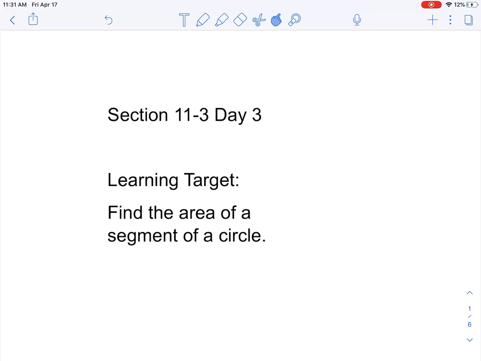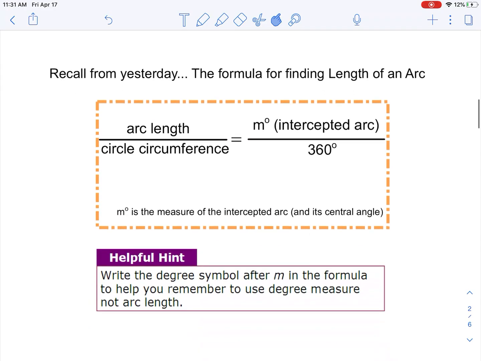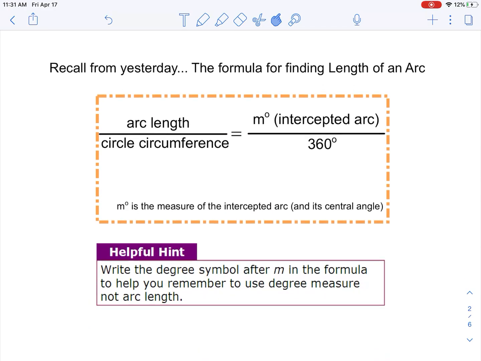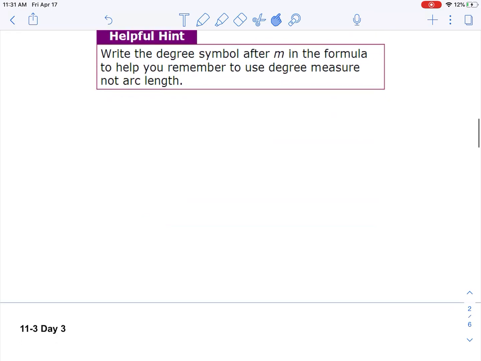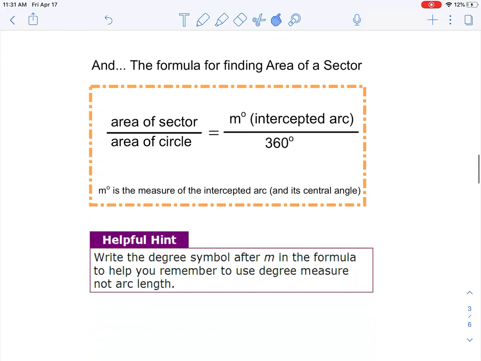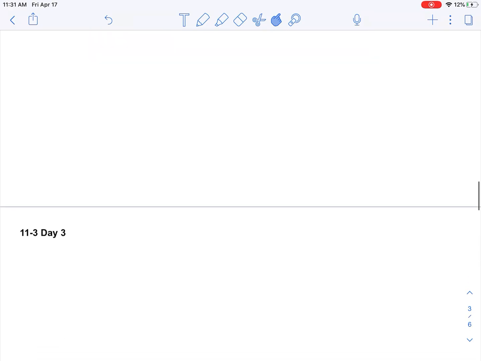Today we will go over section 11.3, day 3. Our learning target is to find the area of a segment of a circle. We will need to recall from yesterday the formula for finding length of an arc. We will also need to recall the formula for finding area of a sector.